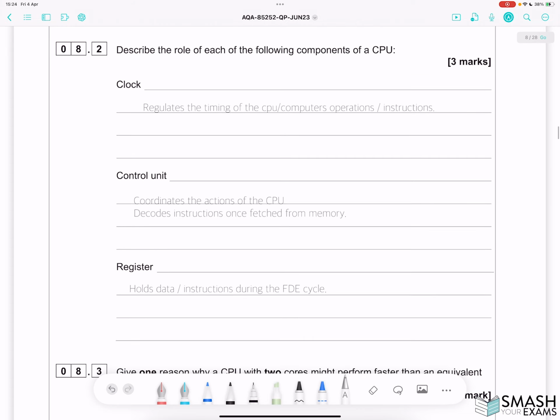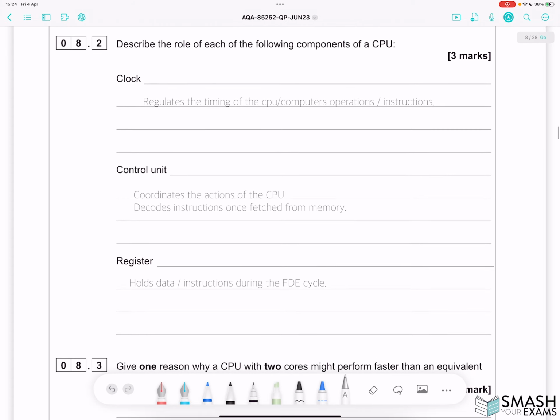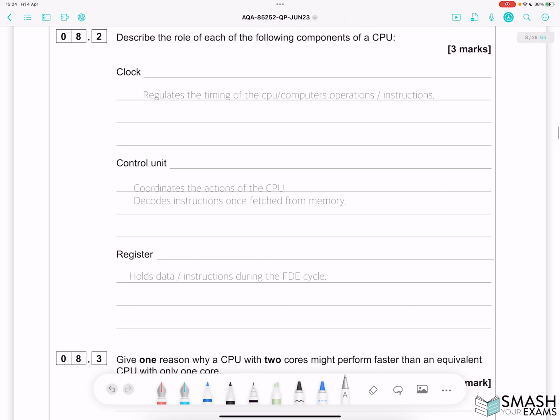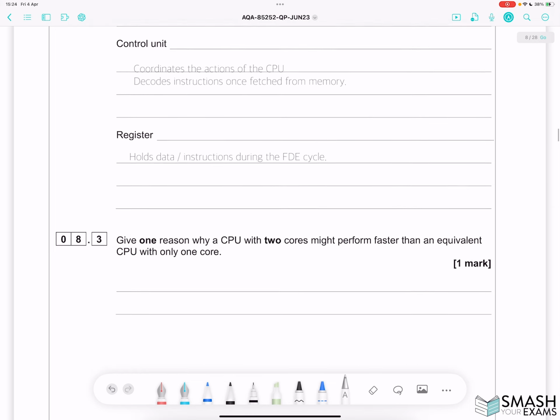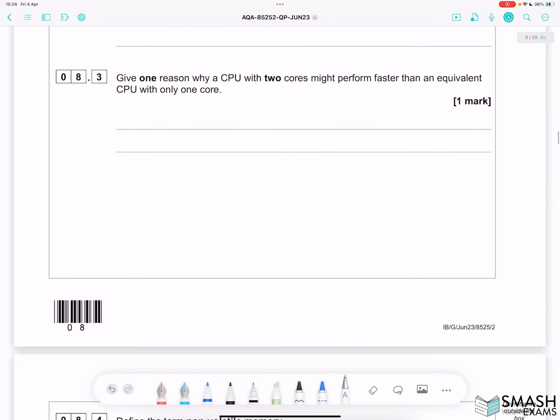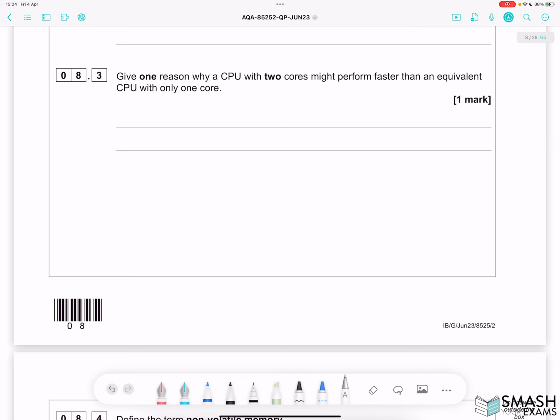So there we go. Just have a quick check back of our answers there. I'm happy with those. They make sense. We've answered the question directly. We should be good to pick up 3 marks in that instance. The follow-up question from there for 8.3 says, give one reason why the CPU with 2 cores might perform faster than an equivalent CPU with just 1 core.